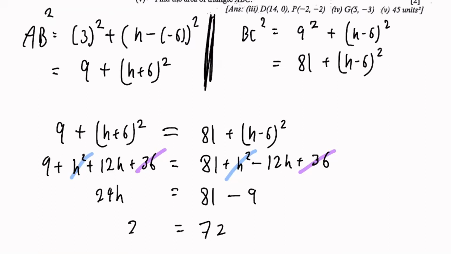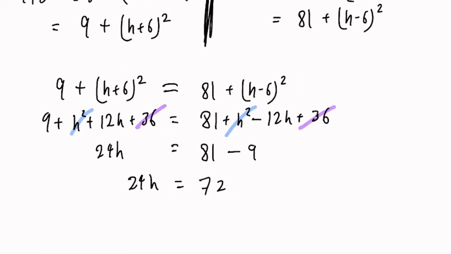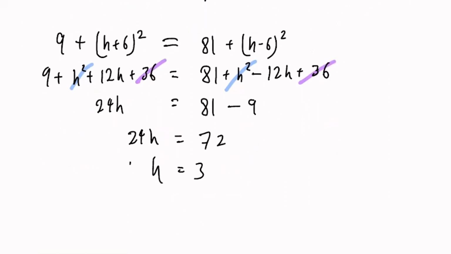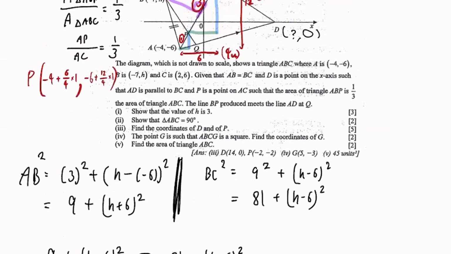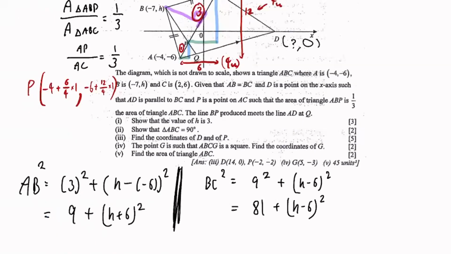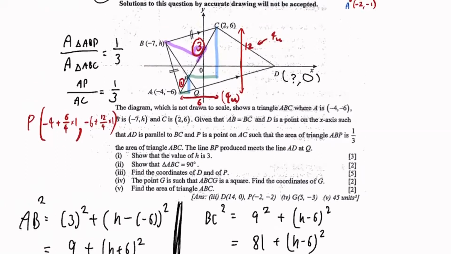72. Therefore, h equals 3, dividing by 24. Okay, very good. Now, shown. So that is part 1. Part 2, let's show that the angle ABC is 90 degrees. Where's ABC? Over here. How to show it's 90 degrees? Gradient.